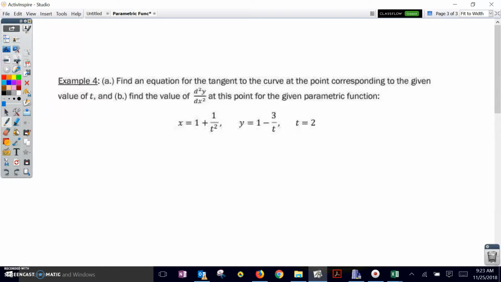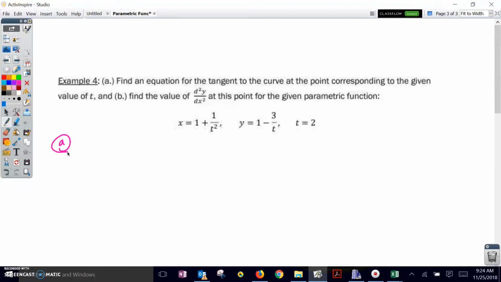Alright, let's go ahead and look at an example here. Alright, part A. Find an equation for the tangent to the curve at the point corresponding to the given value of t. And part B, find the value of d squared y dx squared at this point for the given parametric function. So for part A, I want to find a tangent line to the curve. In order to find a tangent line to the curve, I need two things.